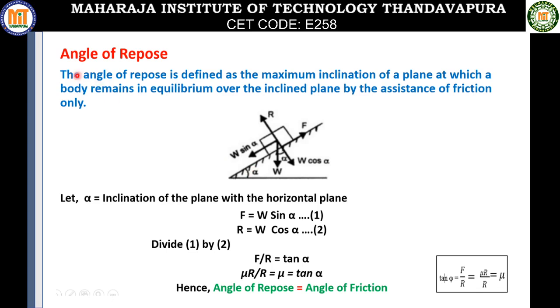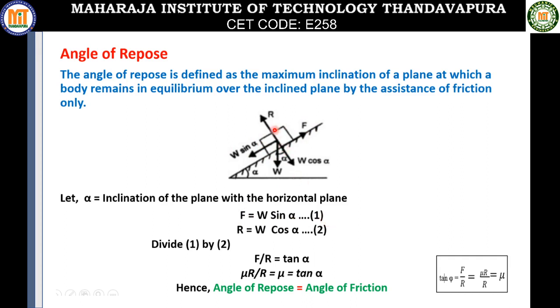Coming to the last topic of the session, angle of repose can be defined as the maximum inclination of a plane at which a body remains in equilibrium over an inclined plane due to the friction only. If you observe this figure, an object of weight W is being inclined on a surface which is having an angle of alpha with respect to the horizontal plane. So here whenever the frictional force F is equal to W sin alpha, the object tries to stay in equilibrium. So that is what I have written here, F is equal to W sin alpha, equation 1.